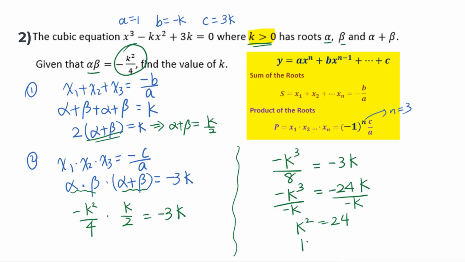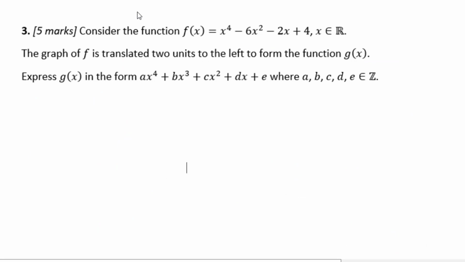Taking the square root, k equals plus or minus square root of 24, and k equals plus or minus 2 square root of 6. Since k is positive, we get the final answer k equals positive 2 square root of 6. This will be the solution to k. Let's go to number 3.